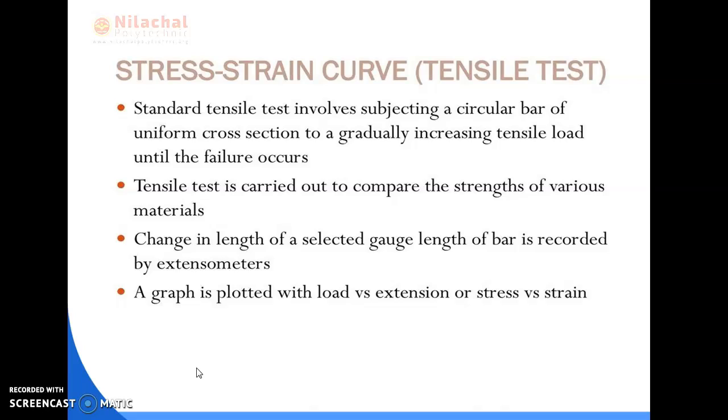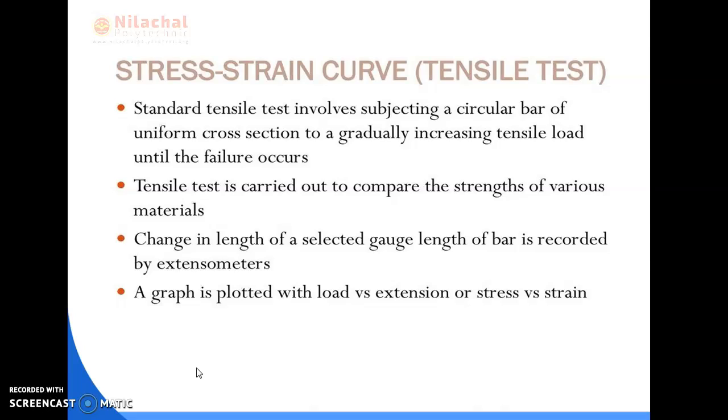In the earlier video, we discussed that for the stress strain diagram of a ductile material, we are going to arrange a circular bar whose diameter is uniform throughout its length. The tensile load is applied at both ends of the bar, and its magnitude gradually increases, which leads to failure of the material.